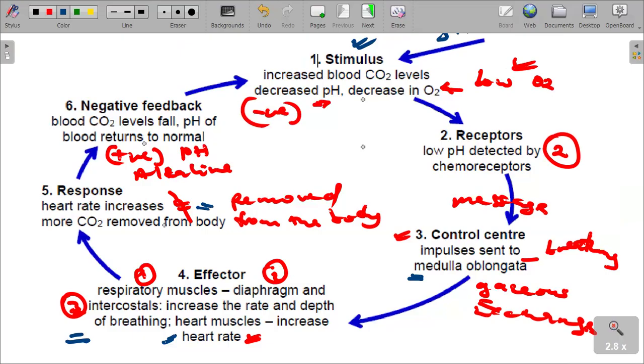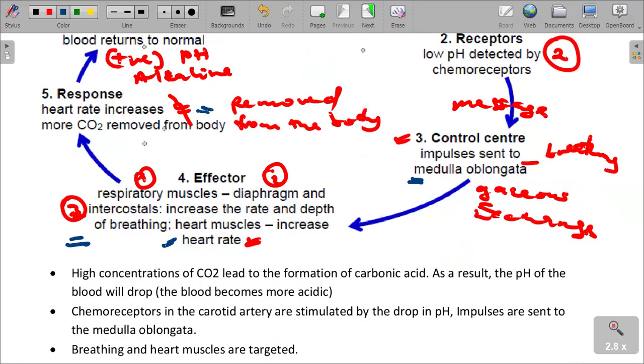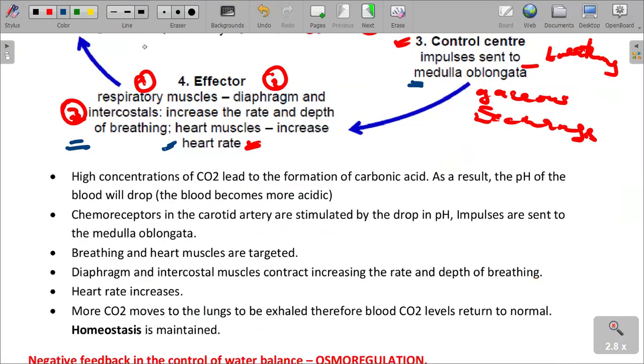Please just understand. There are also some narratives that I've put through notes here, where a high concentration of carbon dioxide leads to the formation of carbonic acid, which I mentioned at the beginning. As a result, the pH of the blood drops and it becomes more acidic. This is just an explanation attached to the diagram that I've been explaining. So the chemoreceptors in the carotid artery are stimulated by the drop in pH.